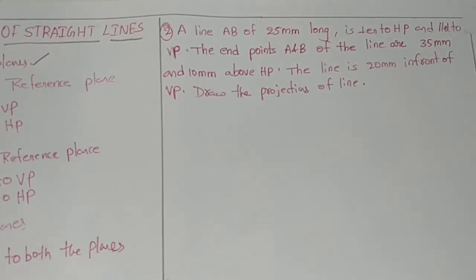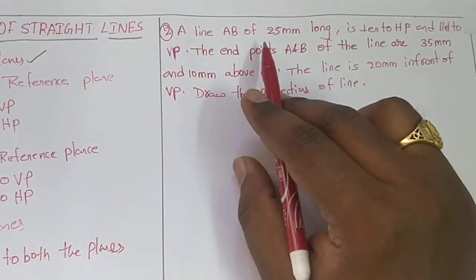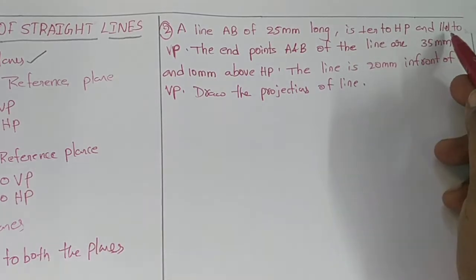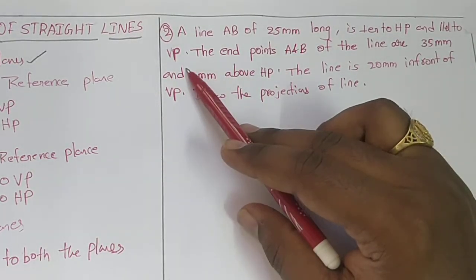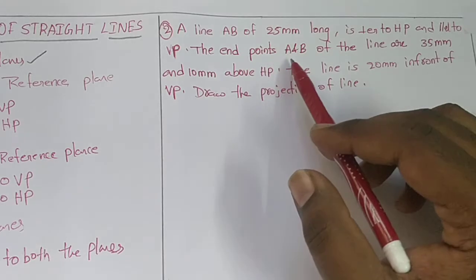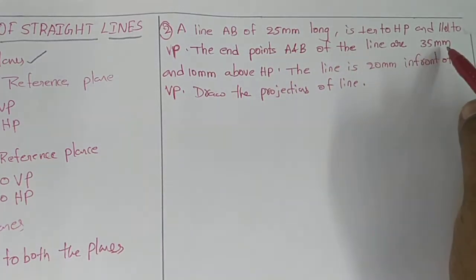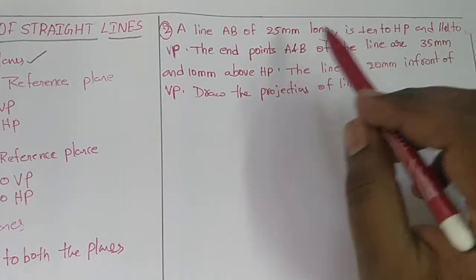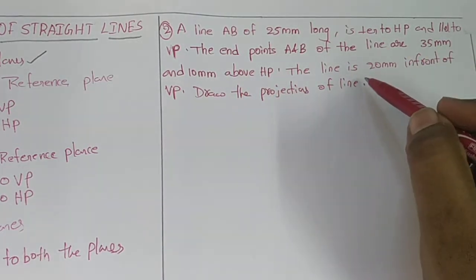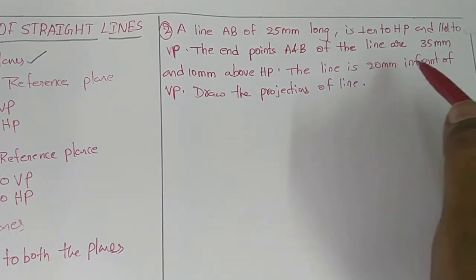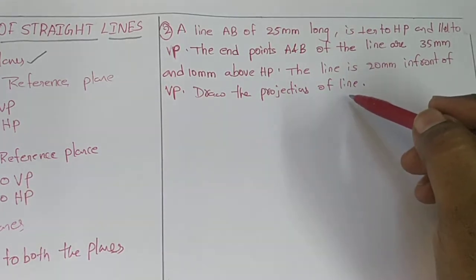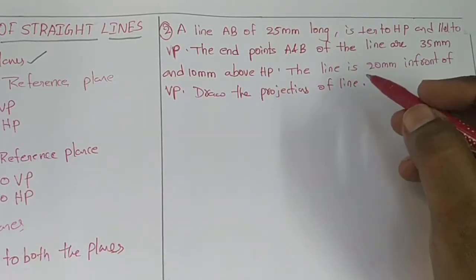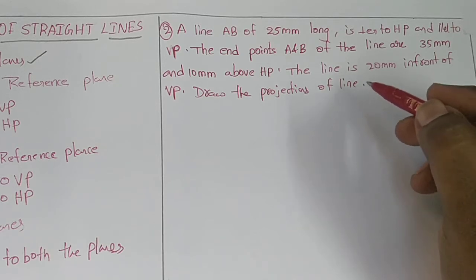The next problem: given that a line AB of 25 mm long is perpendicular to HP and parallel to VP. The endpoints A and B of the line are 35 mm above and 10 mm above HP. The line is 20 mm in front of VP. Draw the projections.